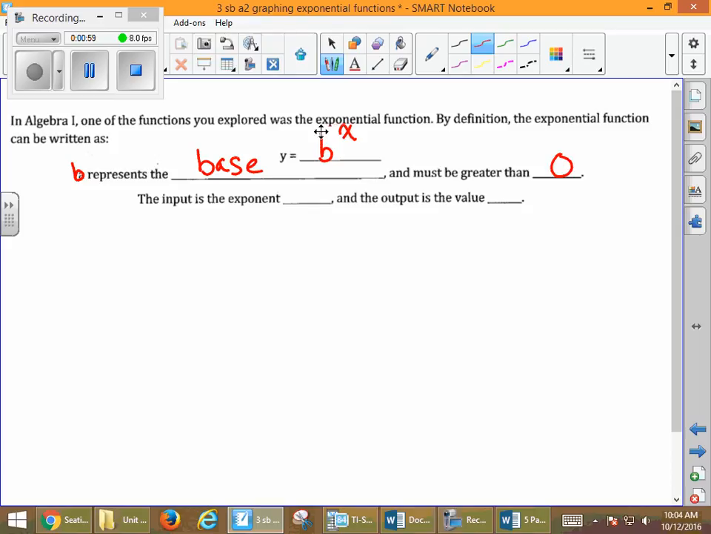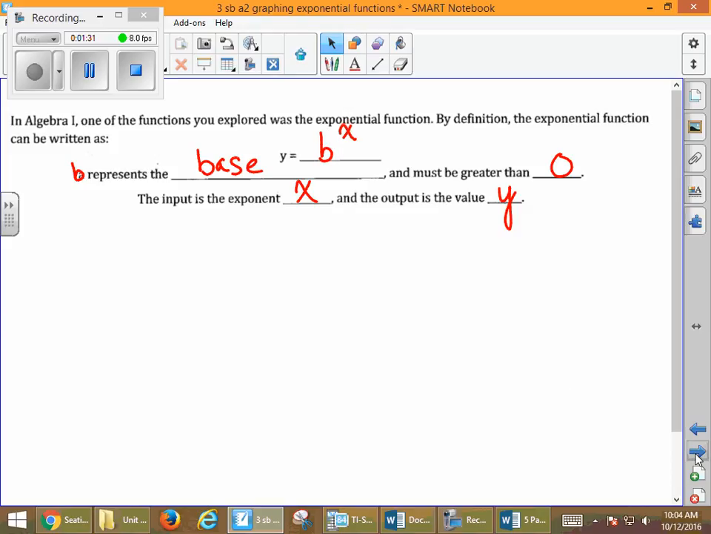If you think about what we did in our notes yesterday, the very last thing we said is that for it to be an exponential growth equation, b had to be greater than 1. And for it to be exponential decay, b was between 0 and 1. The input of our function is the exponent, which is x. And once we pick a value for x, it will determine our output, which is the y.